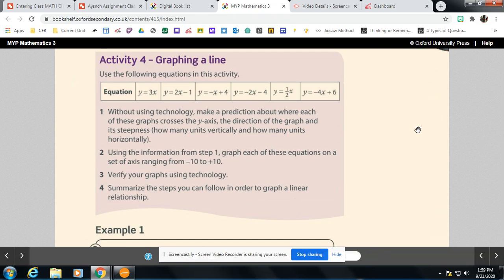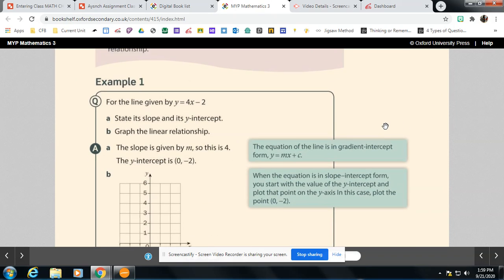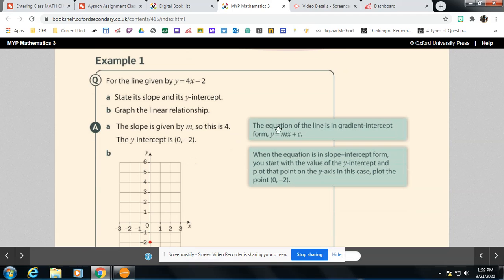Here is an example that we're going to look at today. For the line given by y is equal to 4x minus 2, we want to state the slope. The first thing to notice is that this equation is in gradient-intercept form. You'll also see it as slope-intercept form: y is equal to mx plus b. Some books use the variable c. They're interchangeable. It doesn't really matter.